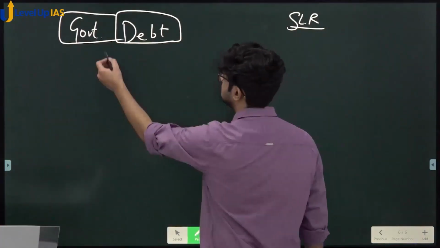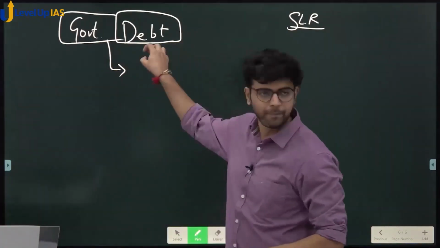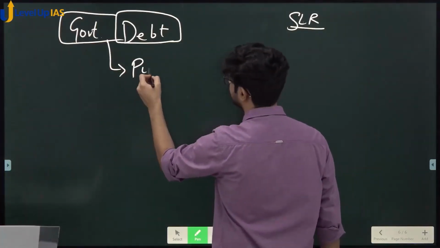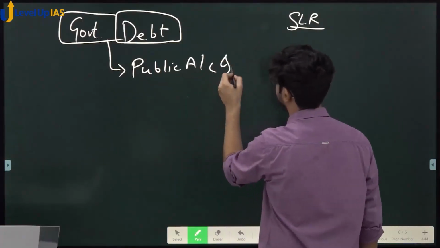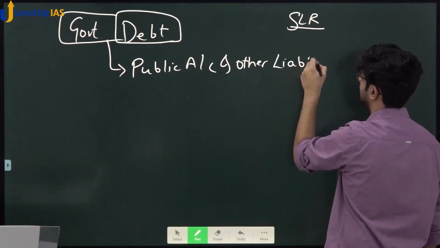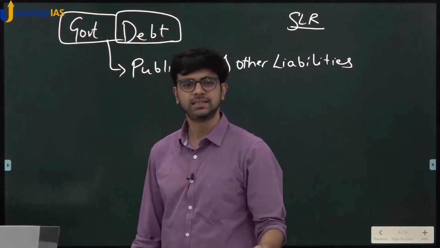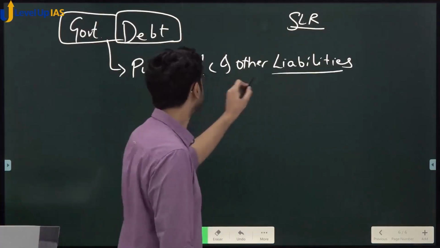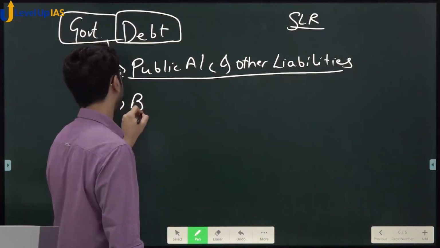Now this includes two parts. Central government, state government, both the same. We have combined them. Now this includes two parts. One is... okay? Don't write this down. We'll see this in the survey itself. Don't worry about it. So one is public account and other liabilities, debt on public account and other liabilities, and one is your borrowings.